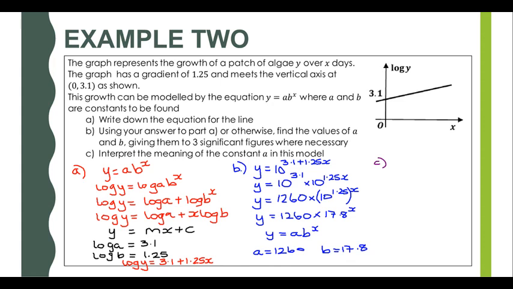Part C wants the meaning of a in context of a model. So a, which is 1260, is the initial size of the patch of algae.